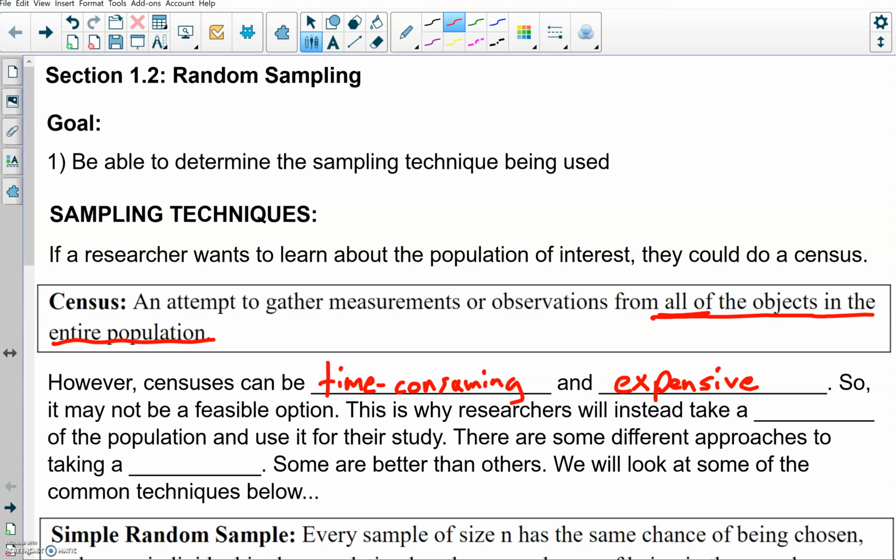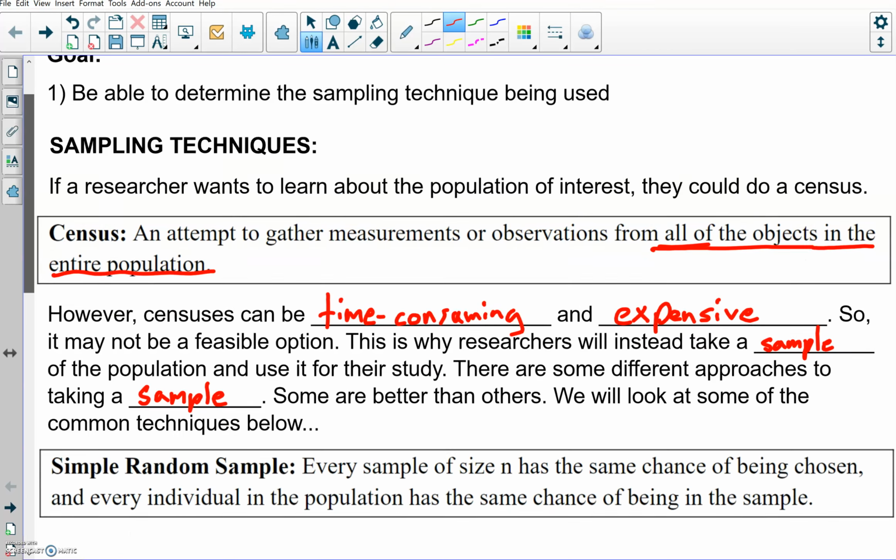And this is why researchers will instead take a sample of the population and use it for their study. And there are some different approaches to taking a sample. Some are better than others, and we're going to look at some of the common techniques below.